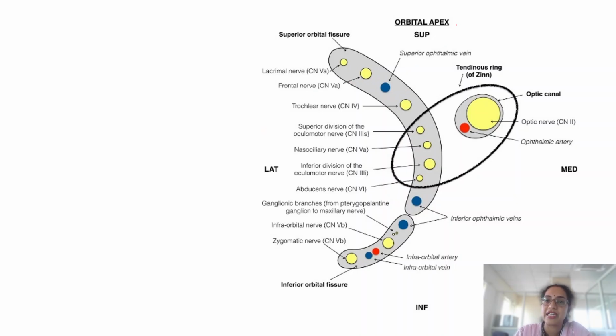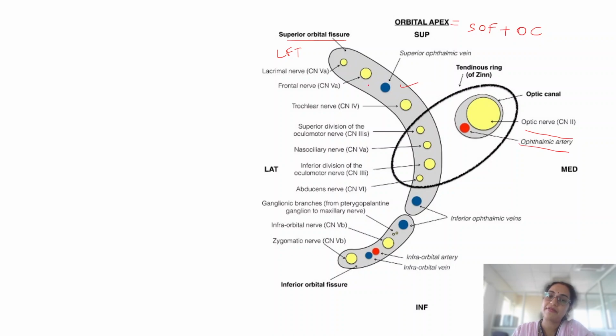So what is orbital apex? Orbital apex is superior orbital fissure plus optic canal. So optic canal has the optic nerve and the ophthalmic artery. Superior orbital fissure is also known as the sphenoidal fissure and is present between the greater and the lesser wing of sphenoid. It has LFT, okay, lacrimal nerve, frontal nerve, and trochlear nerve, along with the superior ophthalmic vein.